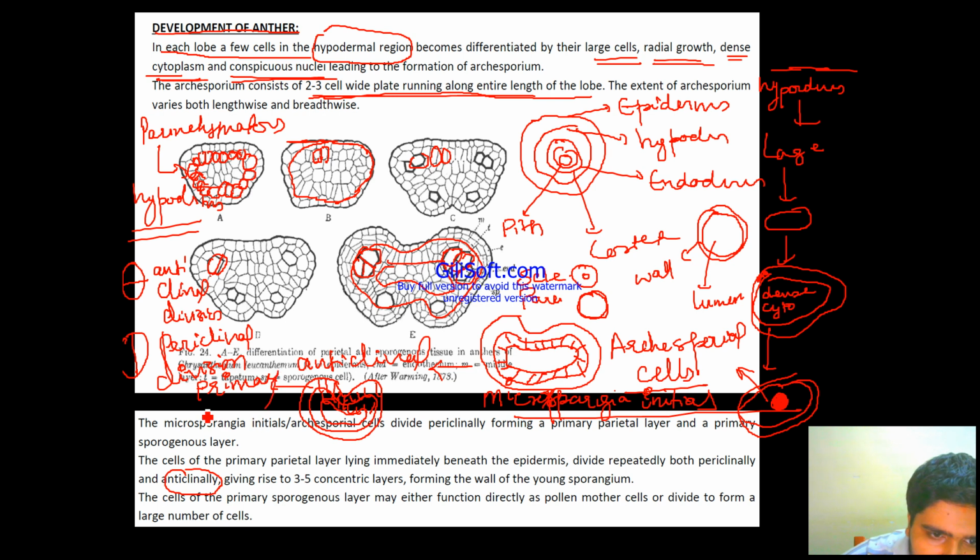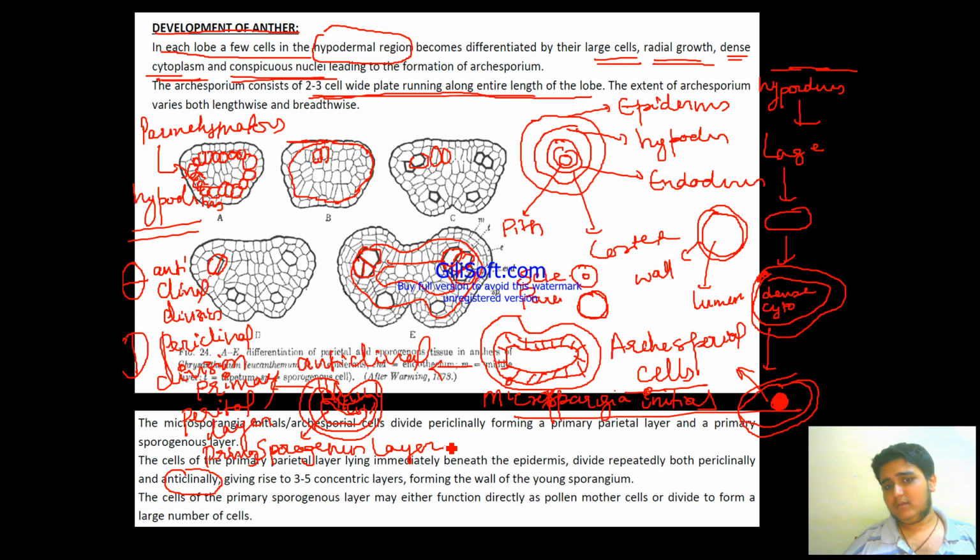primary parietal layer, and the other layer, the inner layer rather, is known as the primary sporogenous layer. Clear? So now I have the anther wall with two layers. One of them is the parietal layer, the other is a sporogenous layer. Has anybody got any doubt in this concept? And that is actually what your entire line explains, or the whole text.